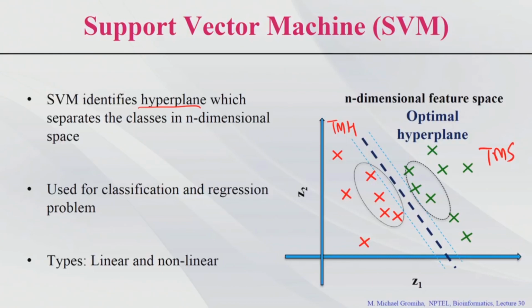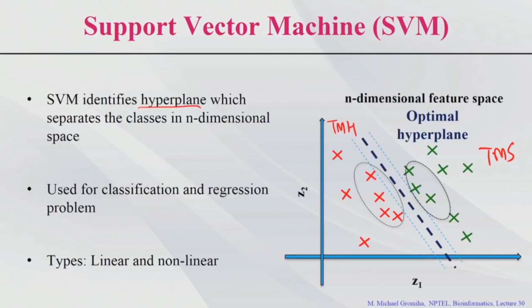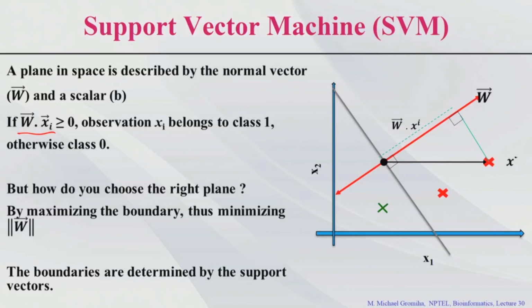If you see this, we can make these support vectors. What are the points which are very close to the line? These are the 3 cases in the TMS and here these are the 4 cases that are very close to this line. Then we can decide these support vectors to define the width. How to do this? If we take any plane in the space, here this is your hyperplane. Take a normal vector, here is your normal vector, say vector w. Then if w dot xi is more than or equal to 0, we can take this observation as belonging to class 1, here TMH, otherwise it is a TMS.